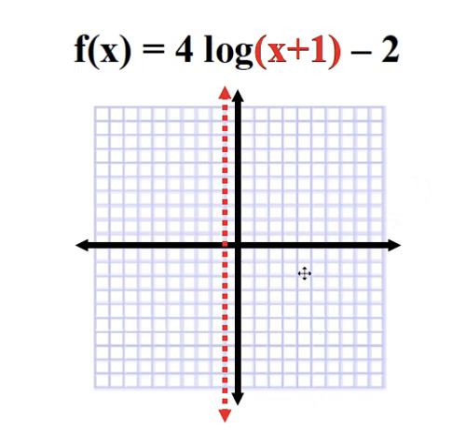This just divides up the coordinate plane into two regions: the region where we will have points, where x is greater than negative 1, and the region where we will have no points, where x is less than negative 1.